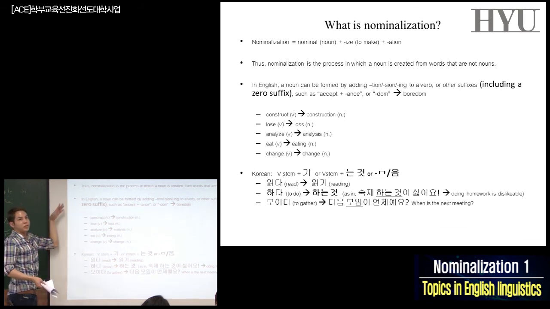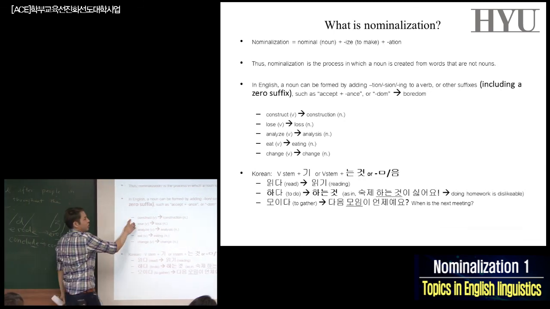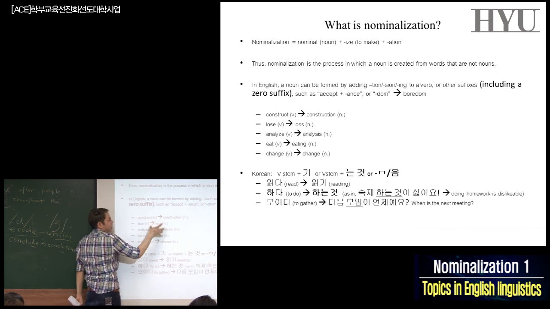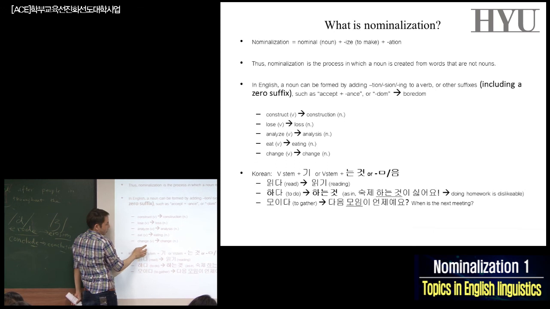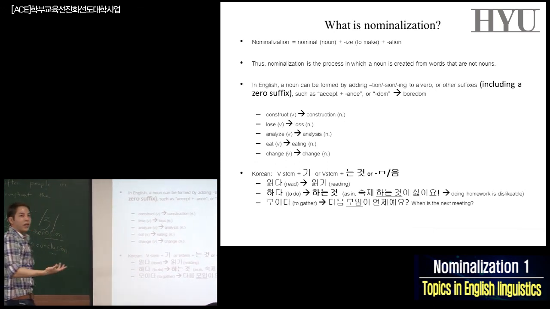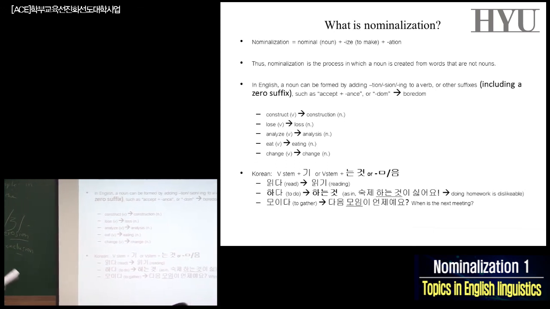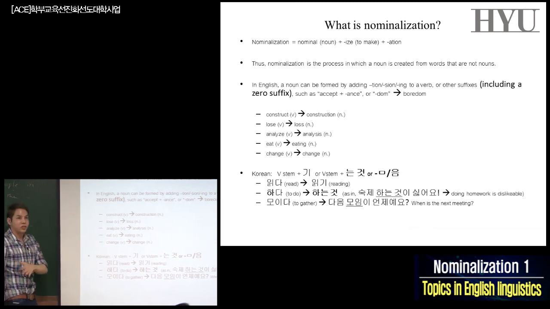So this is morphology, right? So you can add different things, right? Or you can just change. You just don't have to add anything, zero suffix, okay? So that's nominalization. There are so many ways, so that's morphology, not the concern of this class.